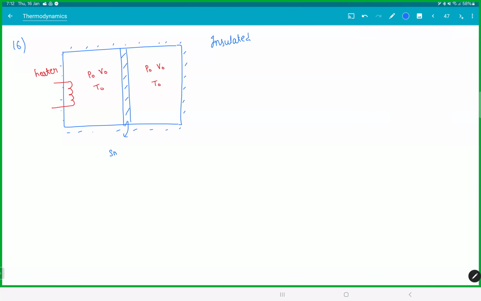This is a smooth, massless, movable, insulated piston. Means it is free to move, right? It is massless, it is insulated, and it is free to move. Now what happens when the heater is switched on? The piston will move. So it's switched on for some time.